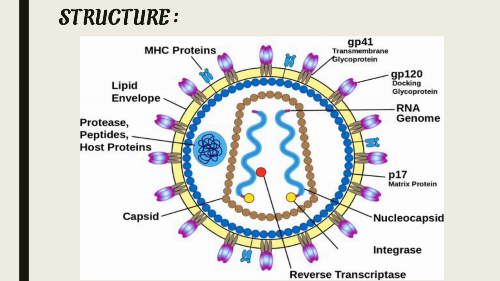The genome of HIV contains 2 helices of RNA molecule in folded form. The enzyme reverse transcriptase is present, which is responsible for the conversion of the RNA to DNA. Another enzyme present called integrase helps the viral genome to incorporate into the host cell.